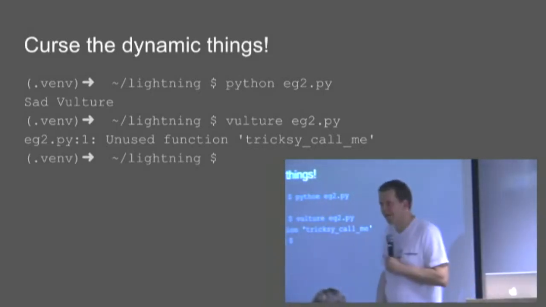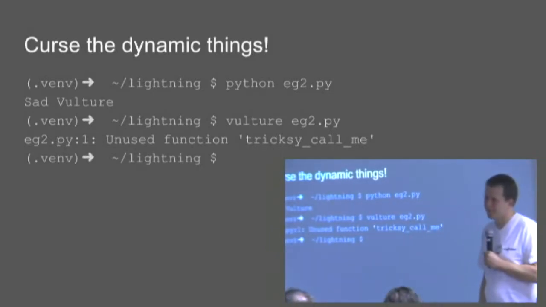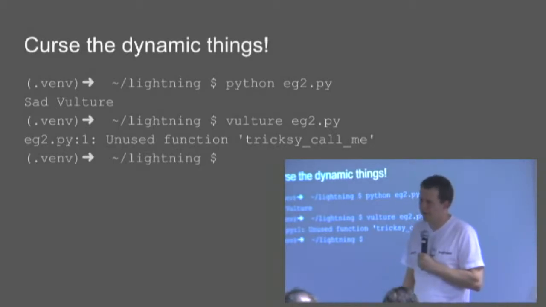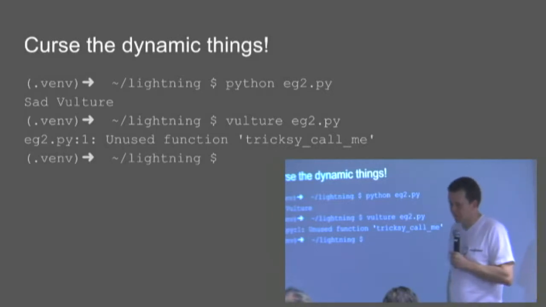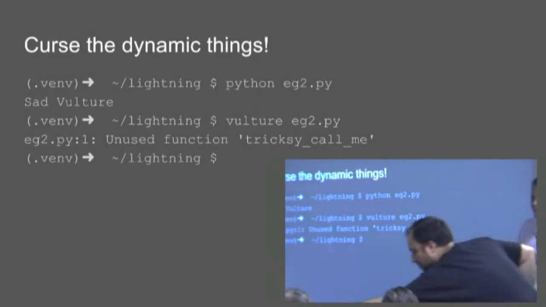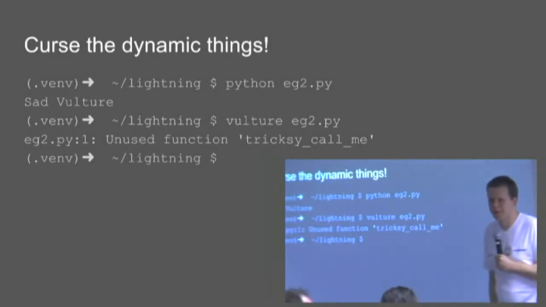Yes. I have a question. If you have a function A and function B calls function A, but nothing else calls function A and nothing calls function B, will Vulture pick up that function A is not called? Yes. I should have gone into that more, but it does the whole figuring out of the call stack of everything. That does the right thing.